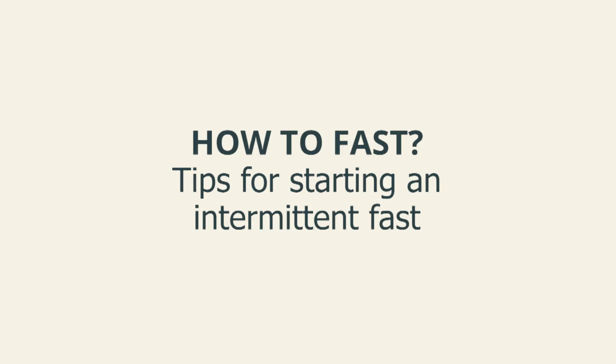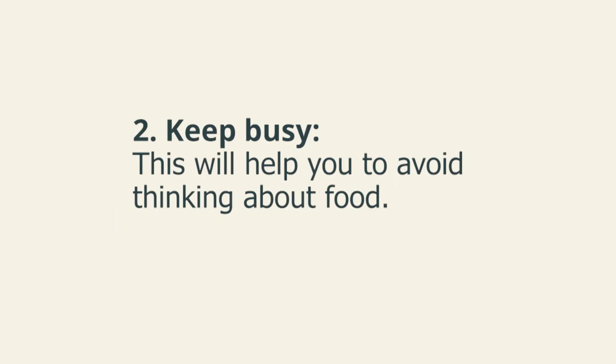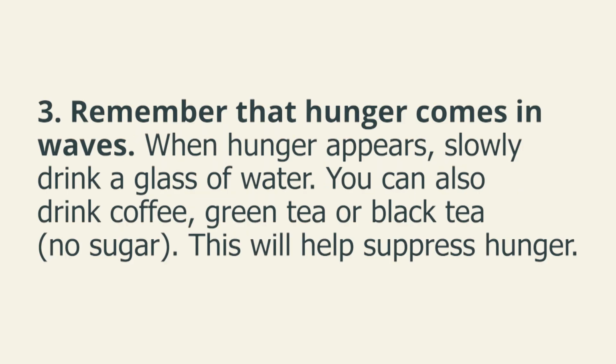How to fast? Tips for starting an intermittent fasting. Drink water. Drink a glass of water every morning. Stay hydrated. That's very important. Keep busy. That will help you to avoid thinking about food. Remember that hunger comes in waves. When hunger appears, slowly drink a glass of water. You can also drink coffee, green tea, or black tea without sugar. That will help you to suppress hunger.